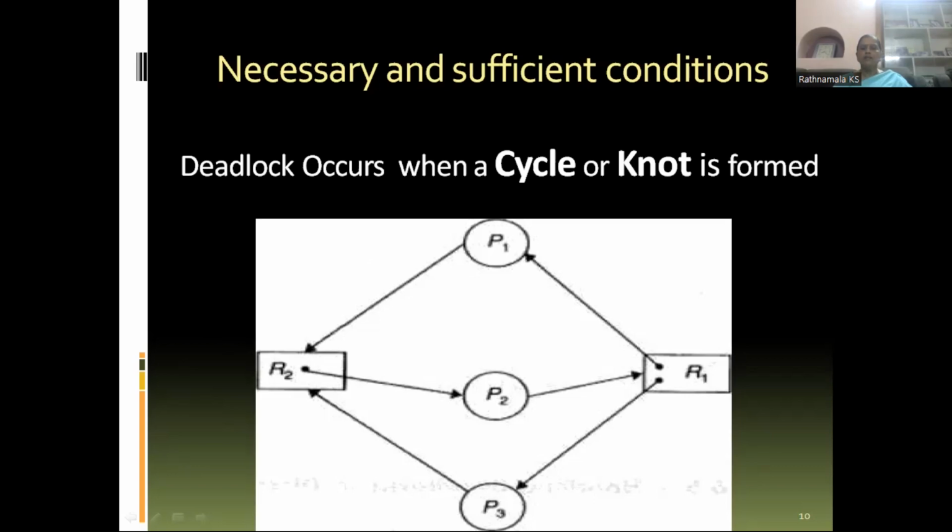If there is a knot, this is a sufficient condition for deadlock. We can say that we are 100% sure there is a deadlock. The system should check the resources, allocate some resource or release some resource. Something has to be done. Okay.